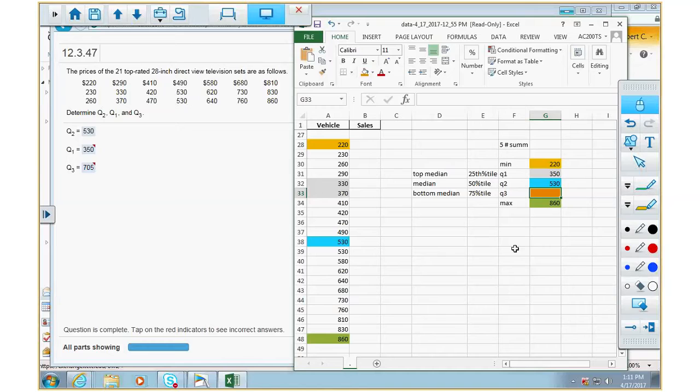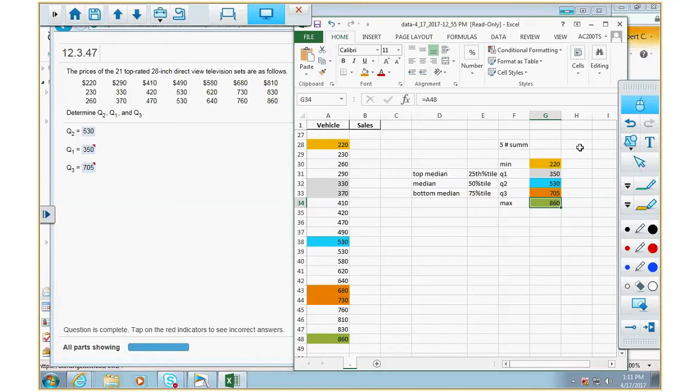Can somebody tell me what numbers is going to be the 75th percentile? 1, 2, 3, 4, 5 and 6. There we go. So that's equal to, parentheses, 730 plus 680 divided by 2. And there it is. And that's how you find the five-number summary.